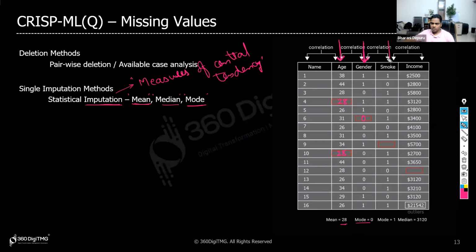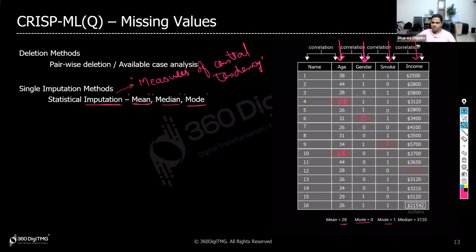Say you have a column called smoke. 1 means people smoke, 0 means people do not smoke. Here 1 means male, 0 means female, assume. Now, given this, if you have a lot of 1s, then 1 would be the mode, and you end up replacing the missing value with the mode.